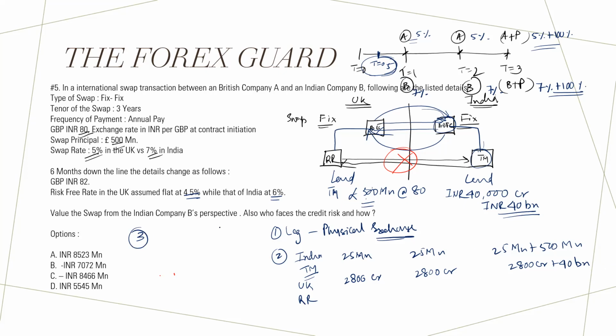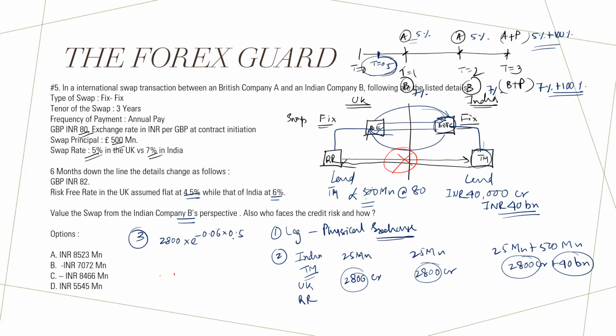We have segregated the cash flow. Now, since it has asked about the Indian perspective, what we do first is calculate the present value of this 2,800 crore plus 40 billion. While we calculate the present value, we are going to use this 6% because this is of the Indian rupee. So we will discount this 2,800 crore by 6%.